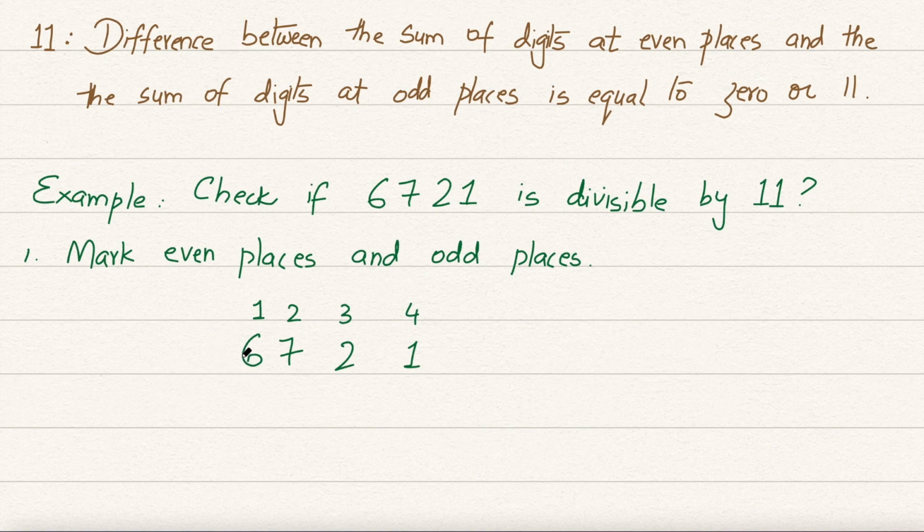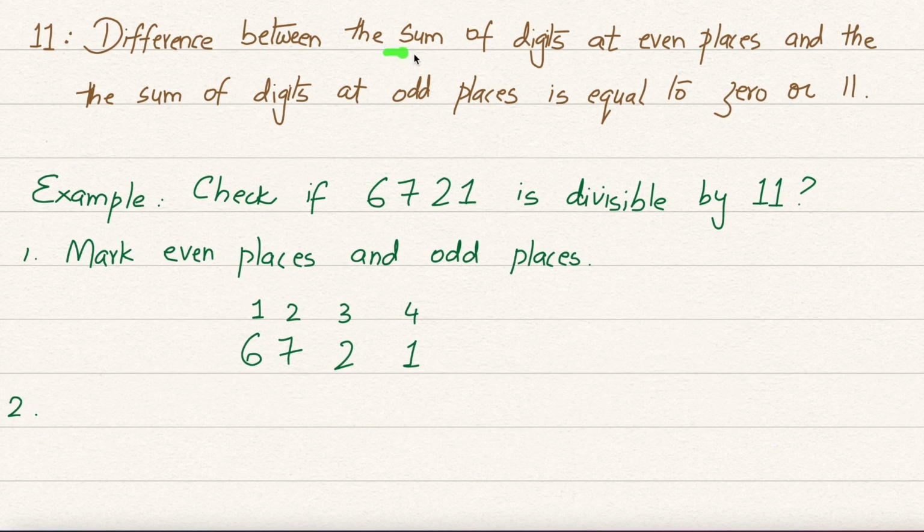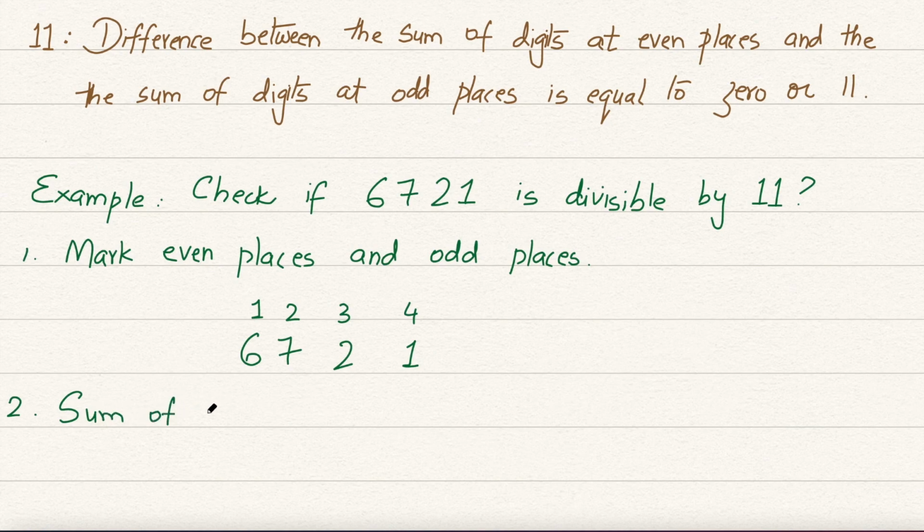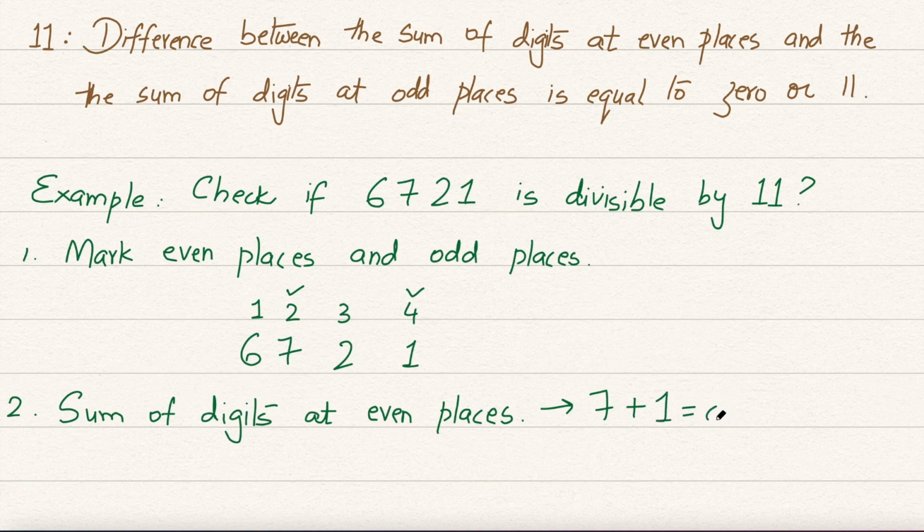On first place, we have the number 6. On second place, we have the number 7. On the third place, we have the number 2. And then on fourth place, we have the number 1. Find the sum of digits at even places. What are even places? This is the even place and this is the even place. How will you find the sum? You will find 7 plus 1. 7 plus 1 is 8.